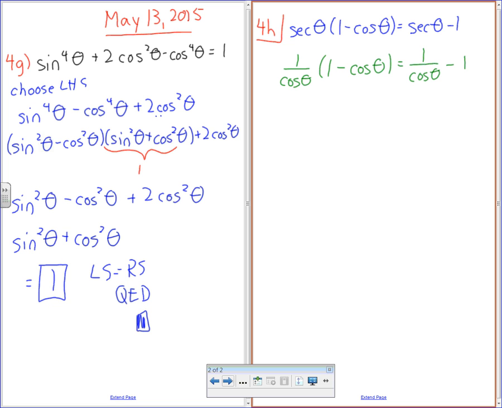Tristan, go ahead. We changed the 1 to sine... You could. Oh, you could. I'm not going to though. The reason is, if you take a look, I have 2 terms here, and I have 2 terms here. If you change that to sine squared plus cos squared, you're going to have 3 terms on the left and 2 on the right, and that's going to be more difficult.